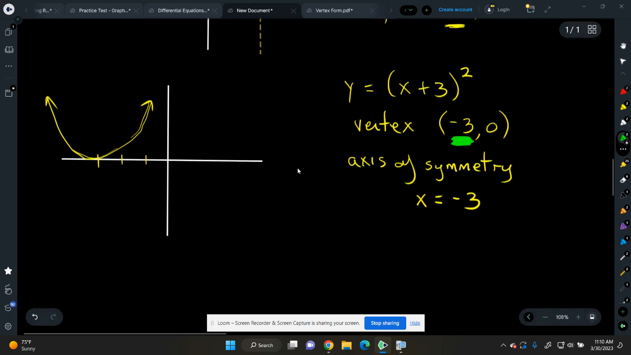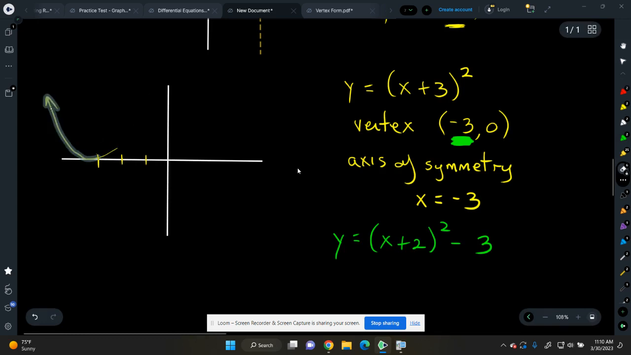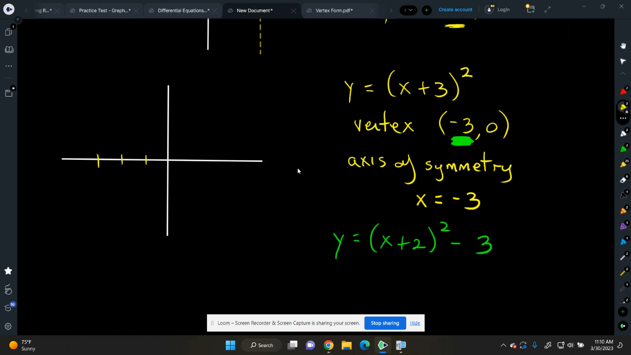Okay, here's another one. This one's a little bit harder. Y equals (x plus 2) squared minus 3. So let's go ahead and sketch it on our graph first. What's the plus 2 going to do? Left 2. And what's the minus 3? Down 3. When it's inside the parenthesis, it's left or right. When it's outside, it's up or down.